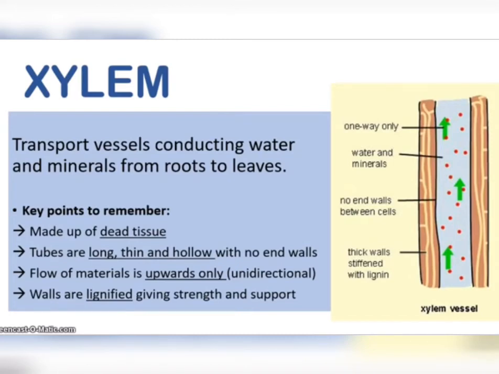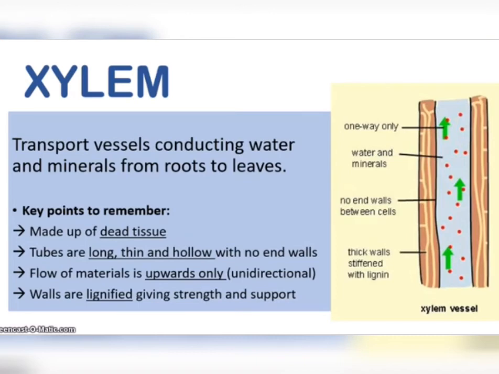So that is the reason why the tissue is dead. Now the second point to note is that the tubes are long, thin and hollow with no end walls. So this facilitates a smooth upward movement of the water. The third point is that the flow of materials is upwards only, meaning that it is unidirectional. So it's going from the roots to the leaves. This long, thin, hollow tube is going to facilitate that movement, and the absence of end walls is going to prevent any obstruction of the water flow.